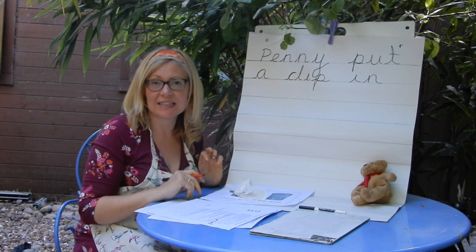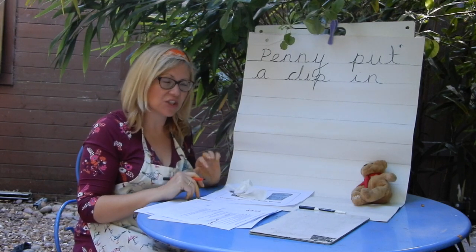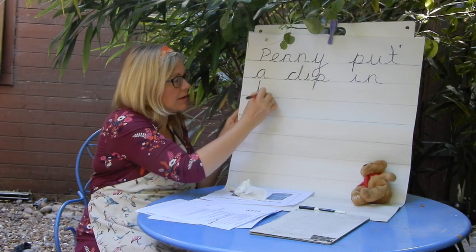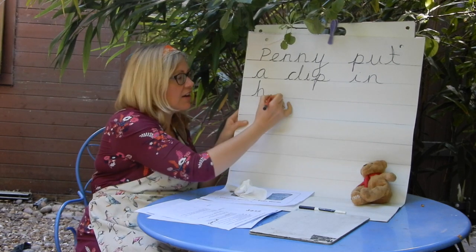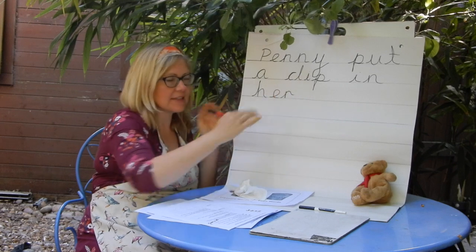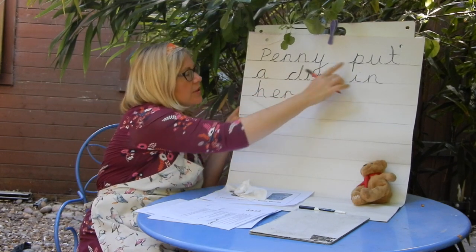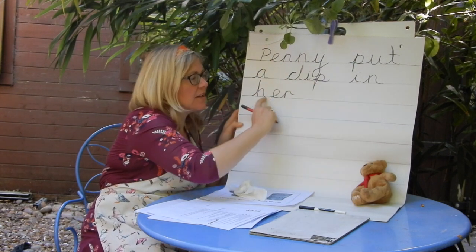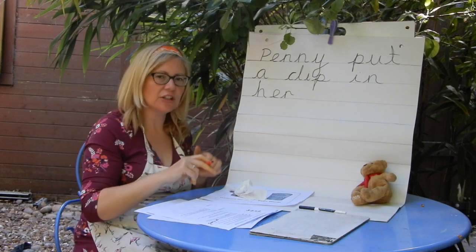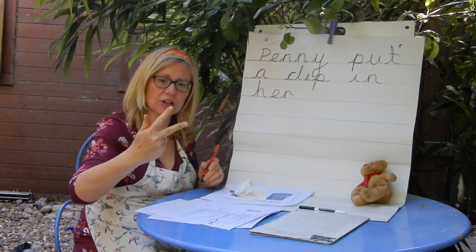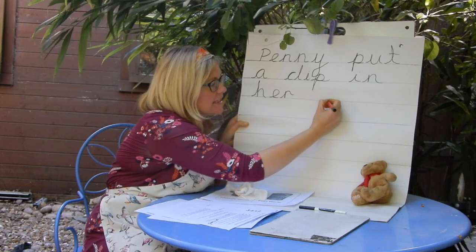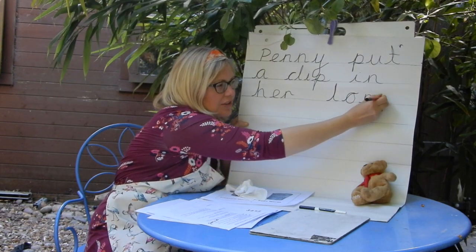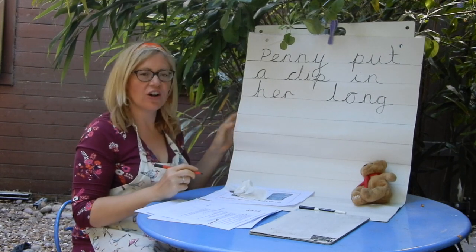Her. Her is one of our common exception words, but actually it's the one that doesn't really have anything too tricky in it at all. You just got to decide which you need to use. So it's the one which is this one. Okay, so Penny put, and I always go back and reread so I know I haven't missed any words out. Penny put a clip in her long hair. Long. Three sounds I know I've got to write. Sound number 1. L. The digraph. In her long hair.